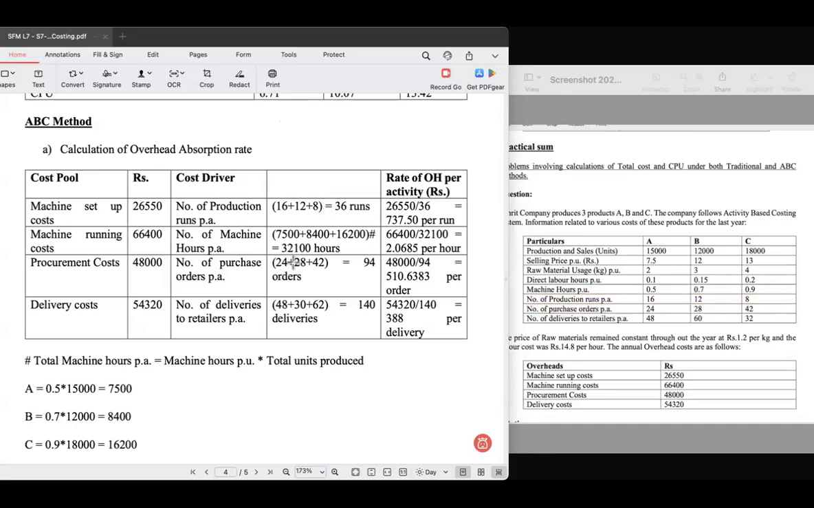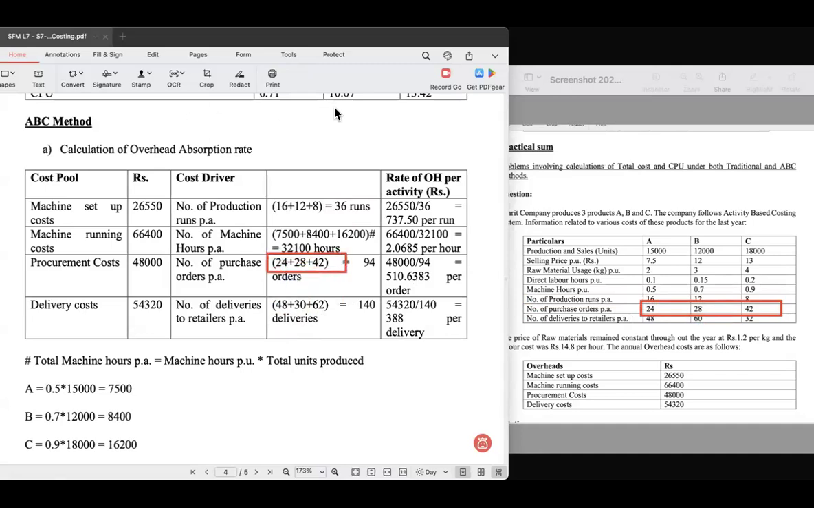Number of purchase orders. Oh, not here. There's not an error here. I think there's an error somewhere here. Yes, there is an error here. Right. Number of purchase orders. How much is it? 24, 28, and 42.